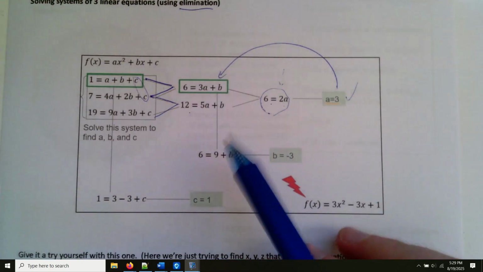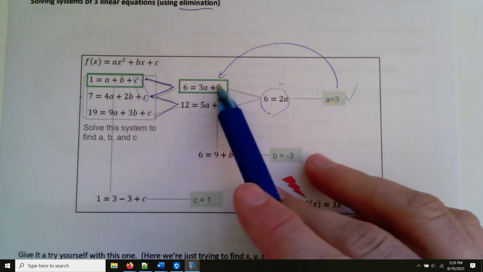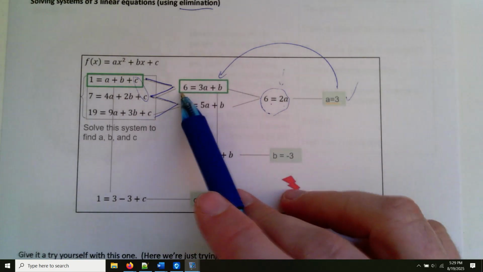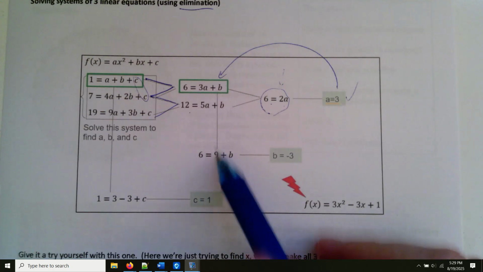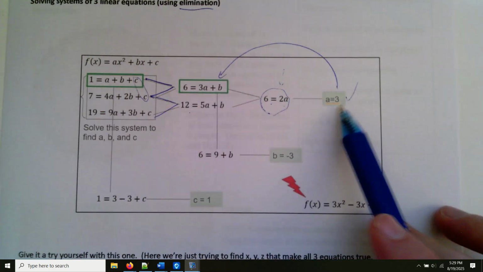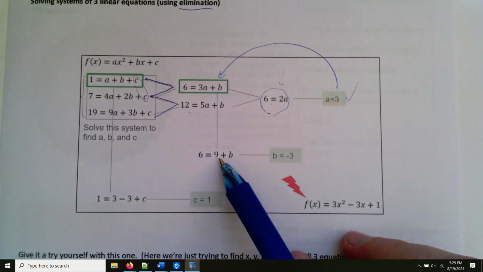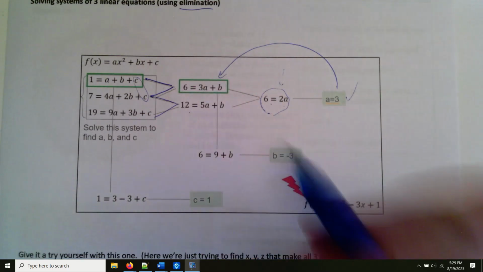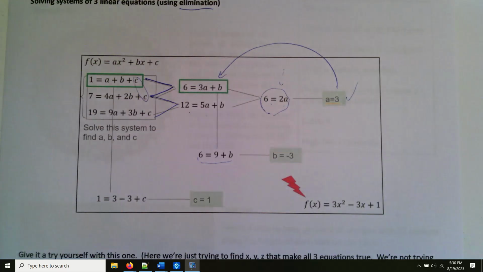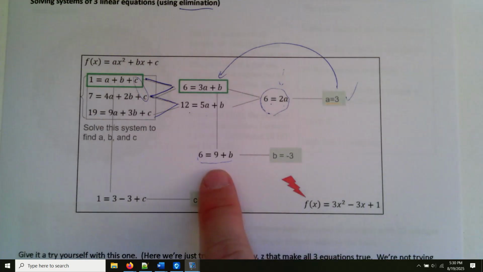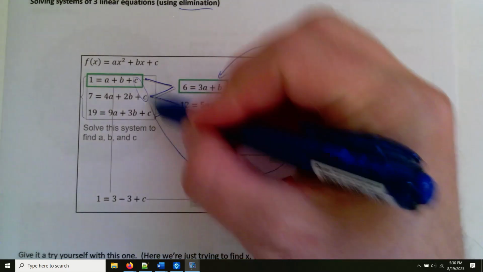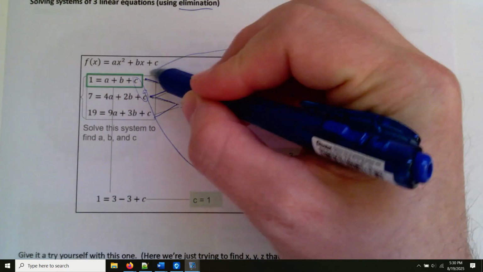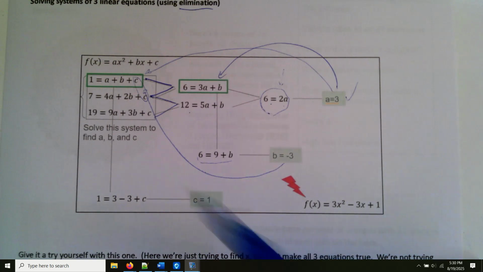I plugged it in here. And so I'm taking this equation and rewriting it. Instead of 6 equals 3a plus b, I've got 6 equals 9, because 3a, since a was 3, 3 times 3 gives us 9, and then there's b. So now I have an equation that just has b, and I can isolate it to solve for b. Then I will plug both of those into one of my original equations, and that's what gives me this one, and then I can isolate c.